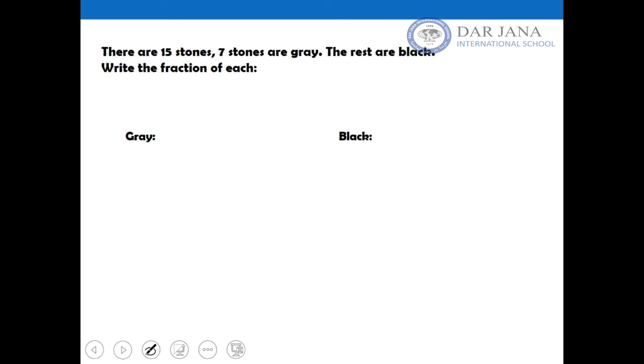Okay. Another example, it's a real life example and it's also a very easy example. They said that there are 15 stones and 7 stones are gray and the rest are black. So if 7 stones are gray and the total number of stones is 15, then the black must be 15 minus 7. This means the rest of them, which is equals to 8. So now I know that I have 7 gray and 8 black.